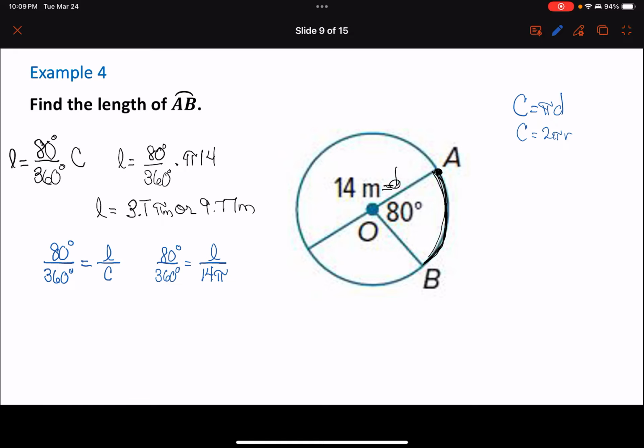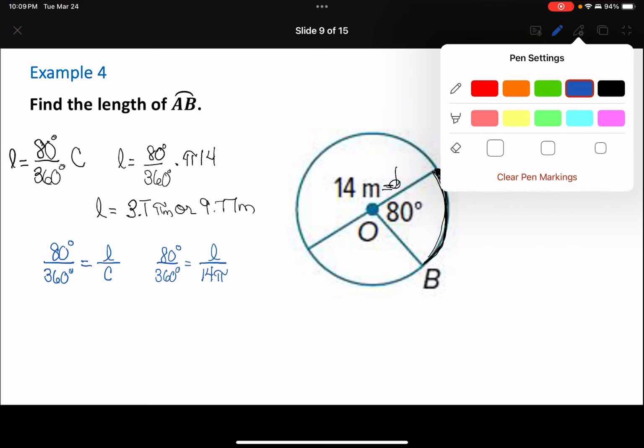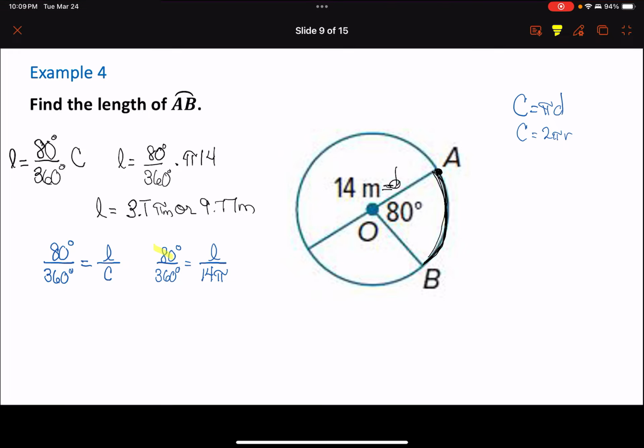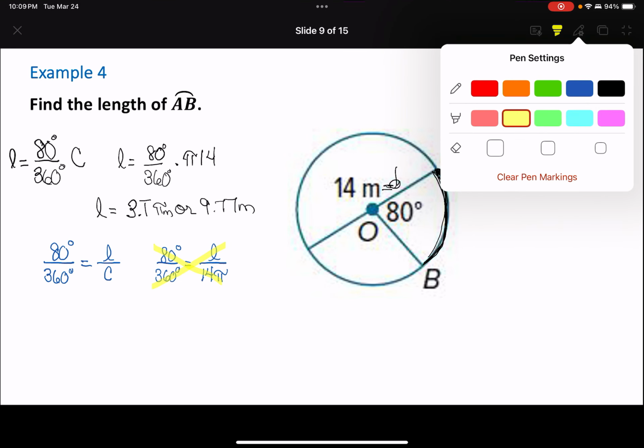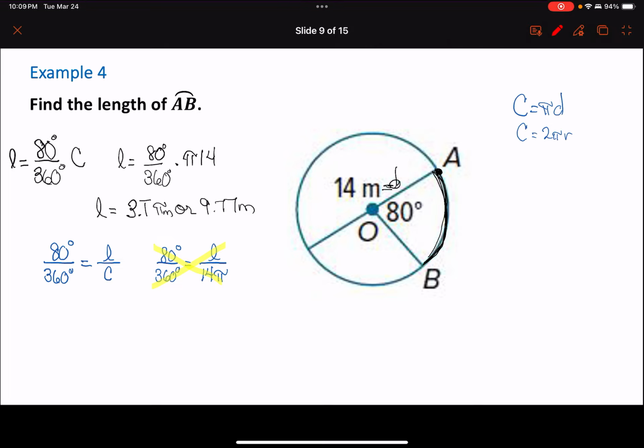Well, you've done enough problems with proportions that you should know that we can cross multiply here to solve for L, or since L is being divided by 14 pi, we can simply multiply both sides by 14 pi. So if we multiply 80 times 14 pi, we will get 360L, and we'll divide by 360, and we will get the same result.